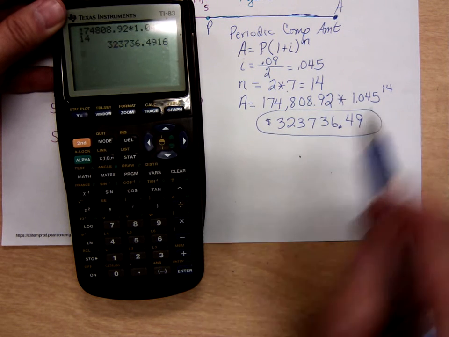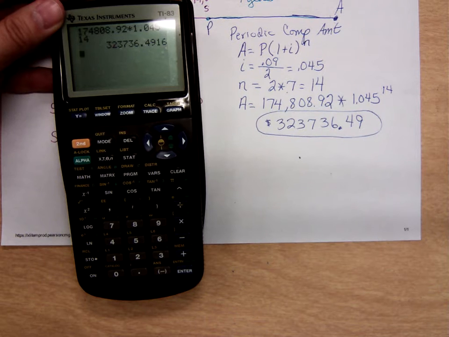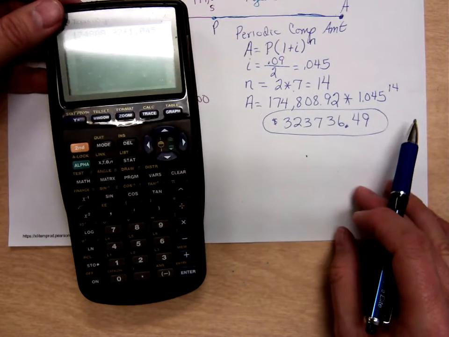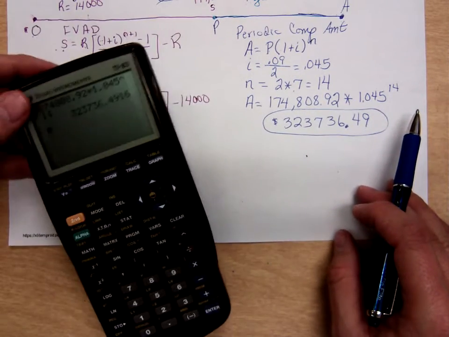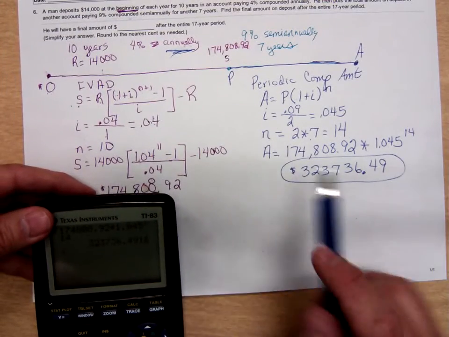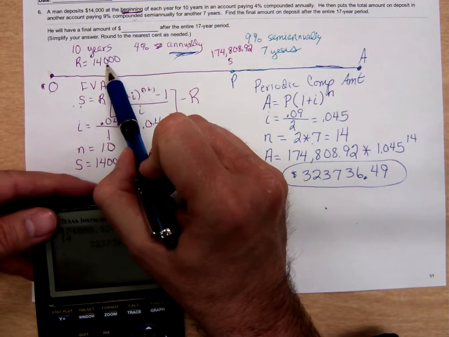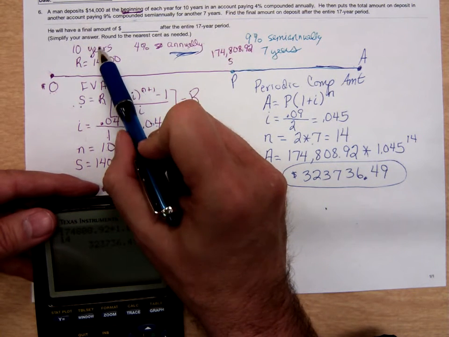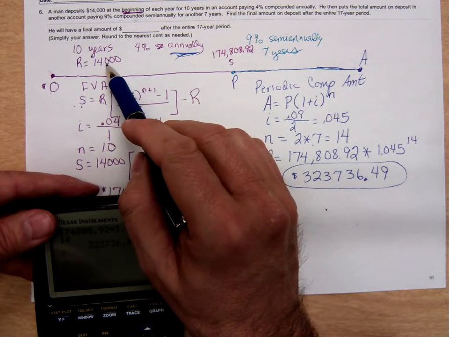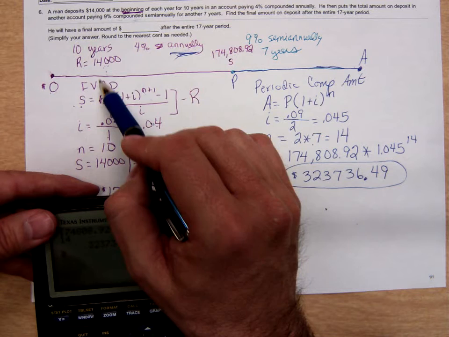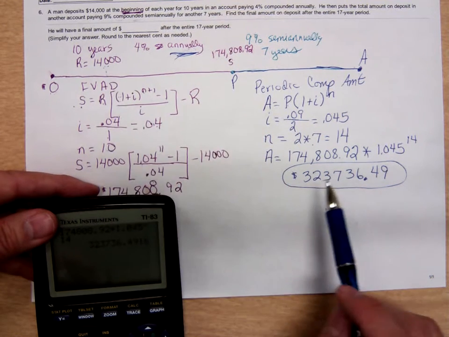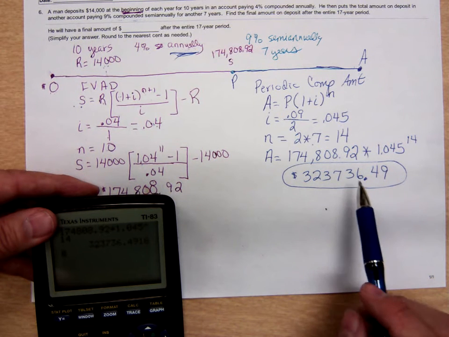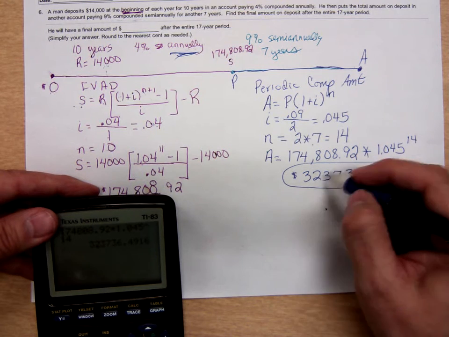That's the amount of money in the account. Now, if you were curious, how much interest did he earn altogether? You could calculate that. The question doesn't ask, but this person deposited $14,000 a year for 10 years. So how much money did he actually put in there? 14,000 for 10 years would be 140,000. So if we just subtract 140,000 from $323,736.49, you can see he earned a pretty good amount of interest.